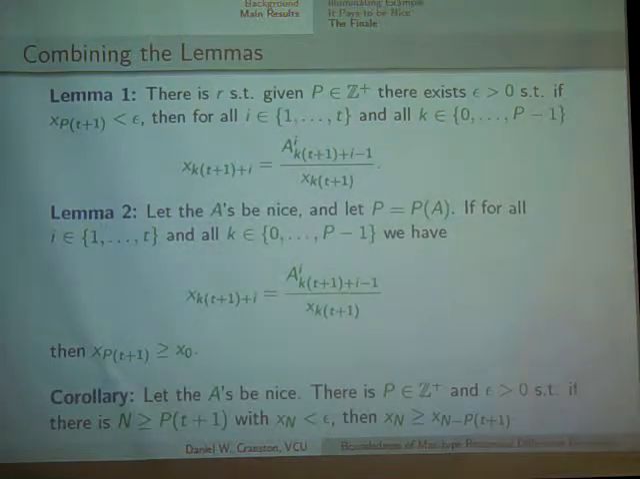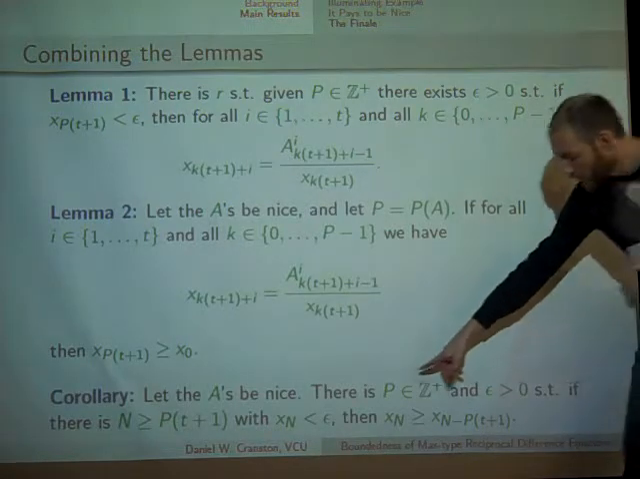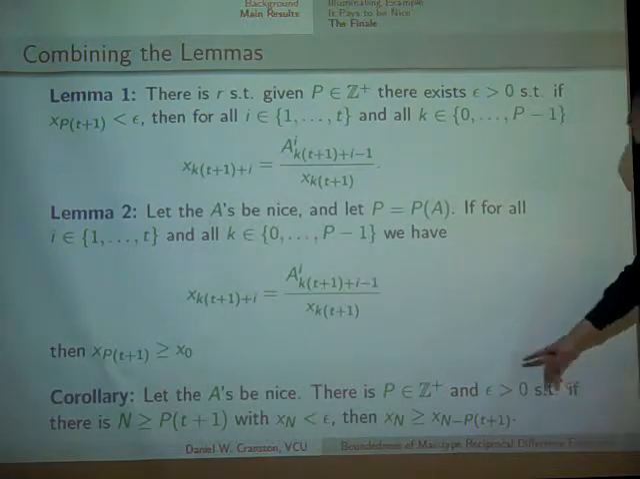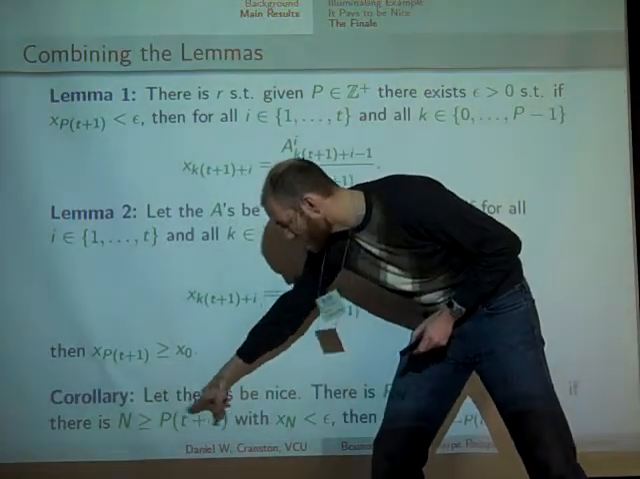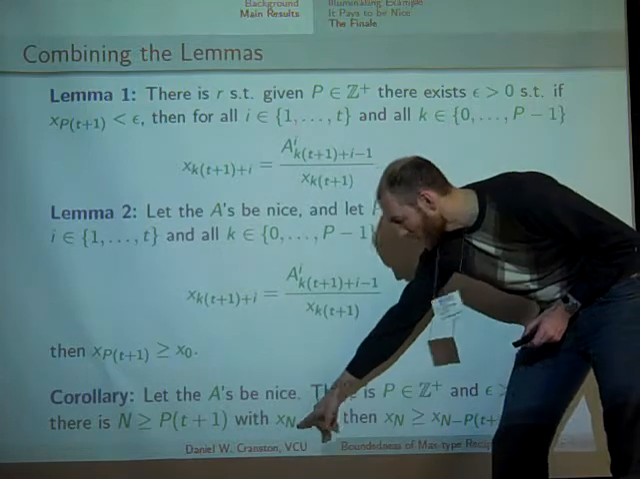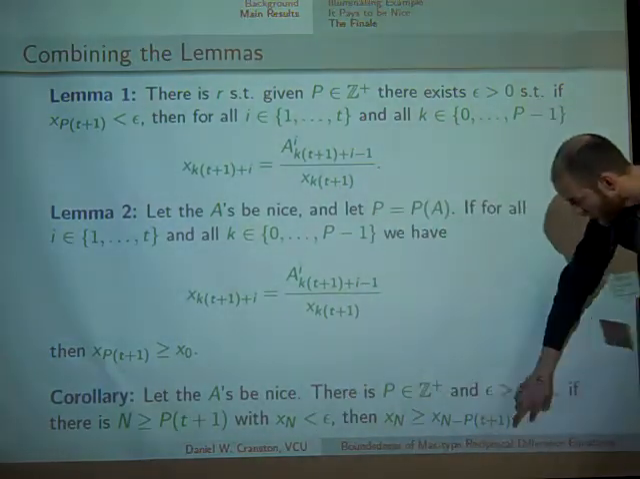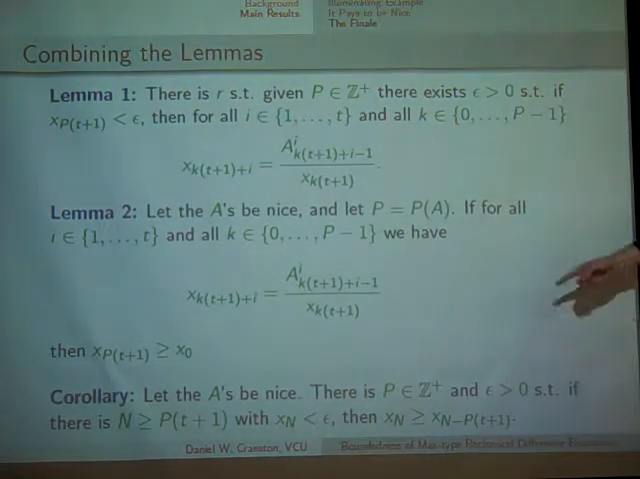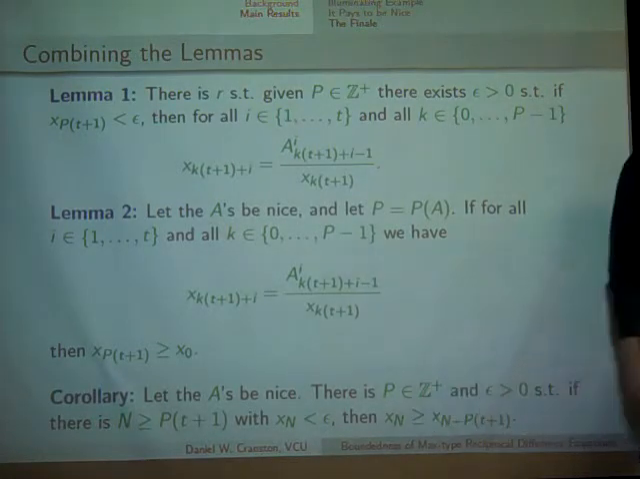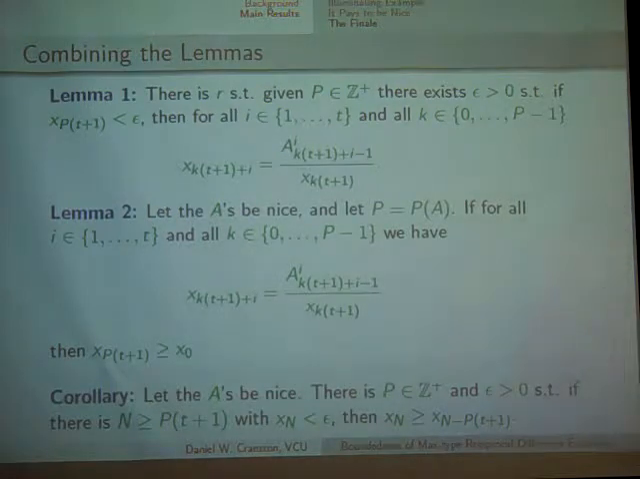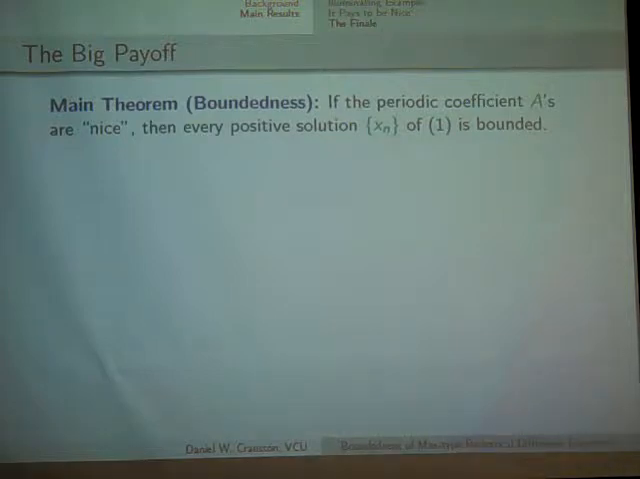You say, if the a_i are nice, then there's some positive integer p and some epsilon, such that if you go out at least so far in the sequence, then when x_n is less than epsilon, you can jump back this many terms, and this earlier term is no bigger than x_n. That's the big conclusion, and it basically just comes from dovetailing those two lemmas together. Okay? So let's use that conclusion now to come to the big payoff.